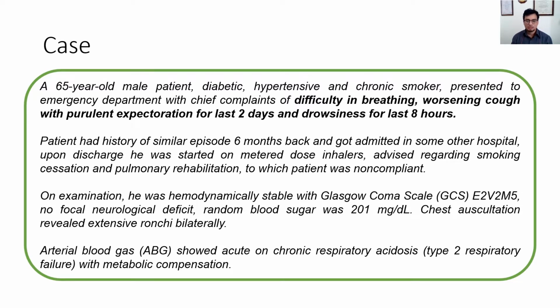Upon discharge, he was started on metered dose inhalers, advice regarding smoking cessation and pulmonary rehabilitation, to which patient was non-compliant. On examination, he was hemodynamically stable with GCS of E2V2M5, no focal neurological deficit. Random blood sugar was 201 milligram per deciliter, and chest auscultation revealed extensive bronchi bilaterally. ABG showed acute on chronic respiratory acidosis with metabolic compensation.